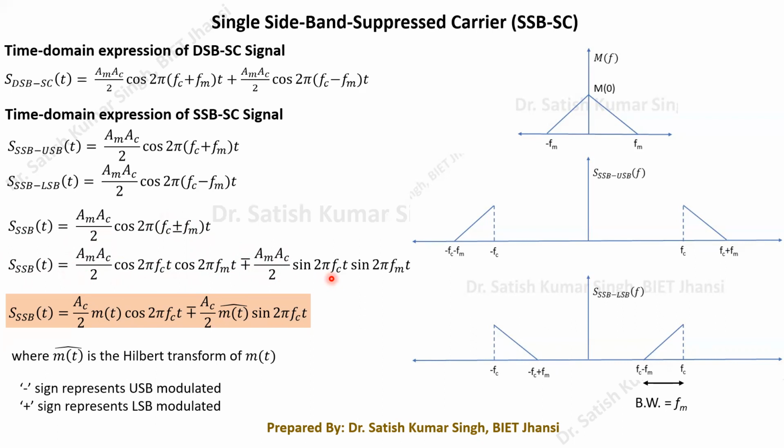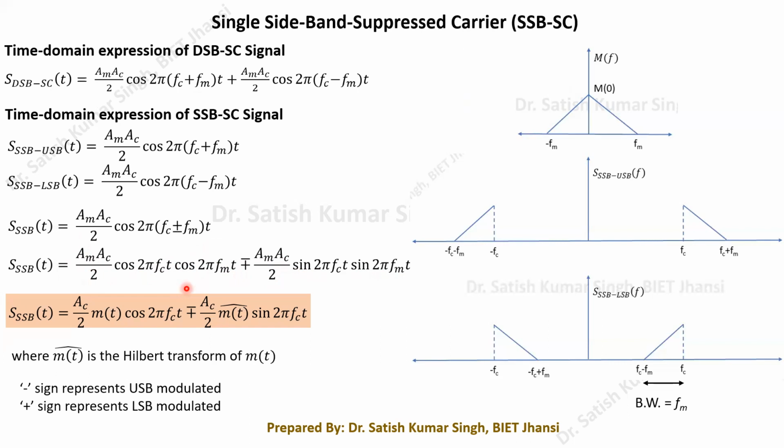Now what I can do is I can write this term separately. Am cos 2 pi fmt is nothing but our message signal, and Am sin 2 pi fmt is the 90-degree phase shifted version of the message signal. So basically I can generalize this expression. And how we can generalize this expression?